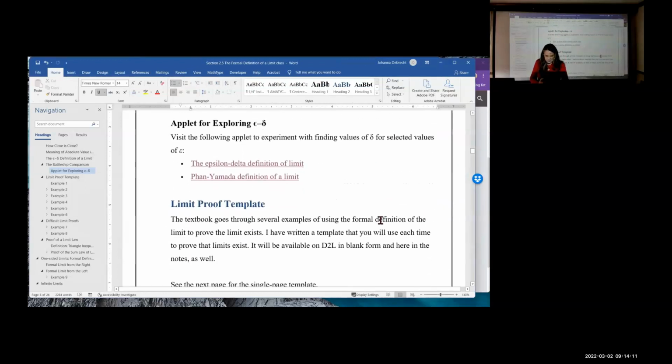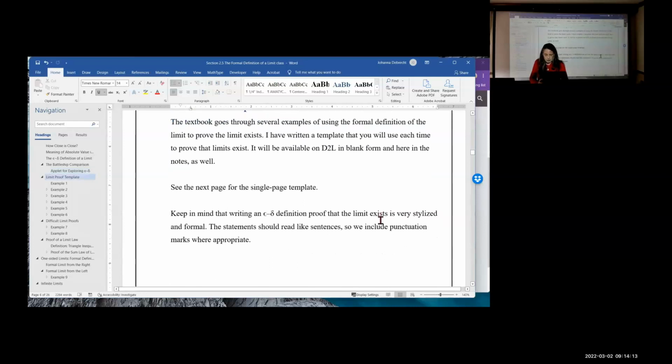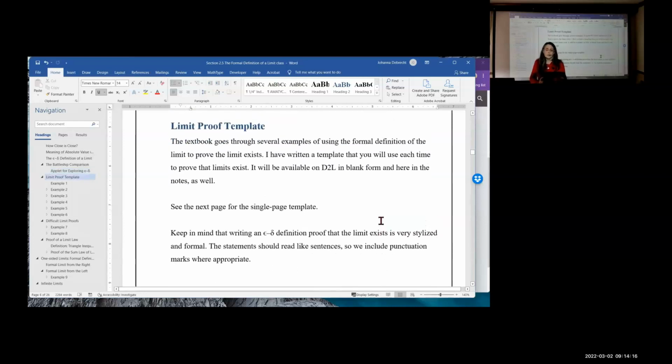Right. We're now ready to talk about how to actually prove this. So we're going to do a formal definition of a proof, and for our formal definition of the proof, we're going to use a template. Now, writing a proof of what a limit is is a very stylized, formal way of writing mathematics. So it's got a definite format to it. The equations read like sentences, so we use punctuation marks and we treat them more or less like it's a paragraph.